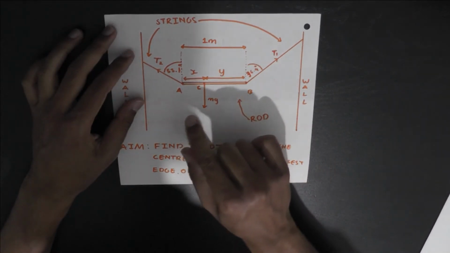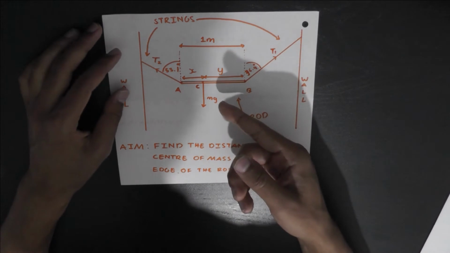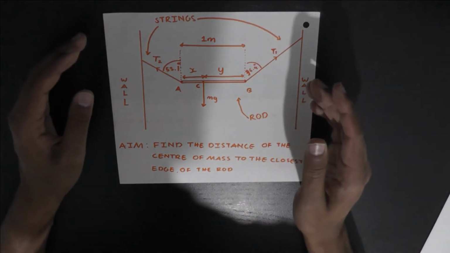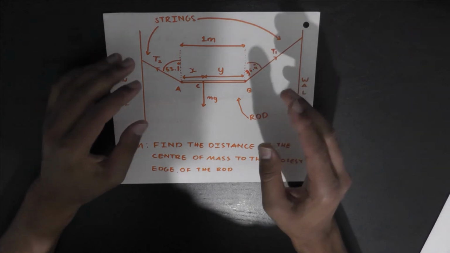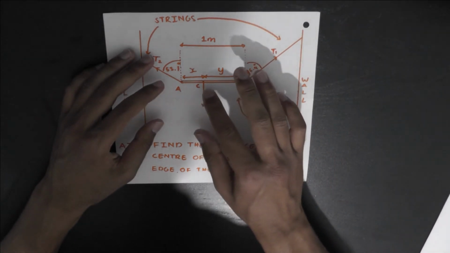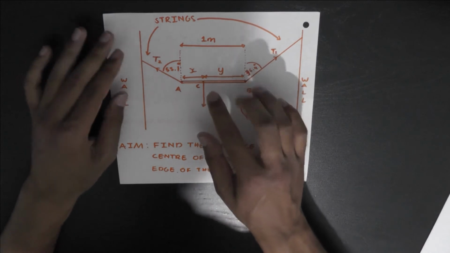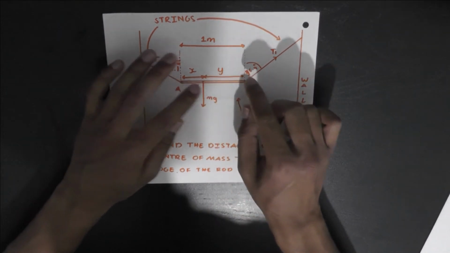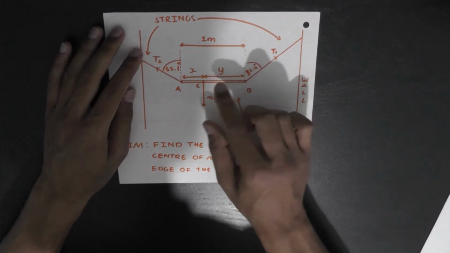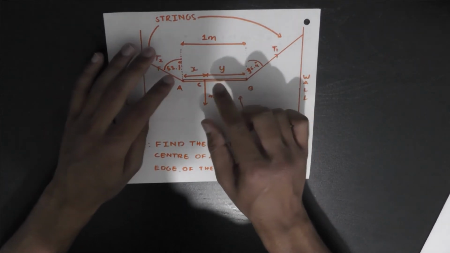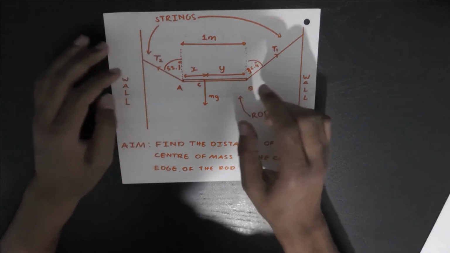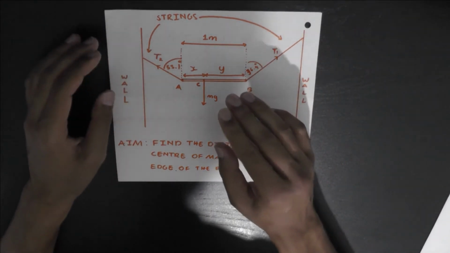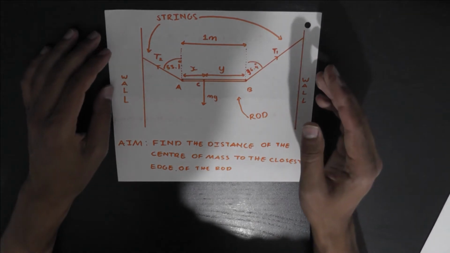Also, the rod has a mass, therefore it has a weight. The rod is 1 meter long. It has an unknown distance across to the center of mass. So I've written the distances from each of the edges. I've labeled them as X and Y. X being the shorter one, Y being the longer one, but only time will tell which one is actually the longer one, because I'm just making a guess to simplify it now.